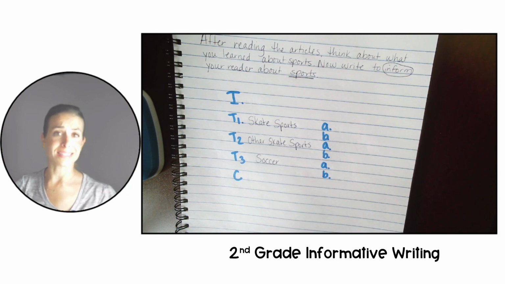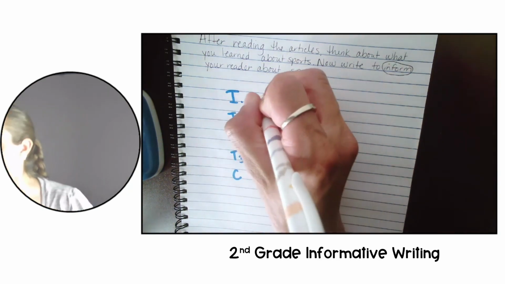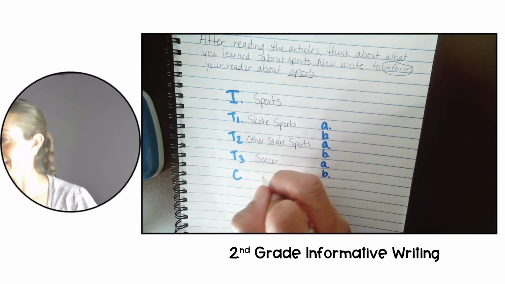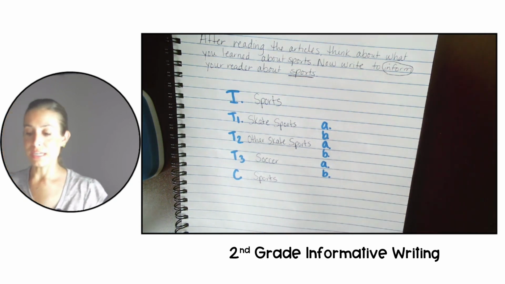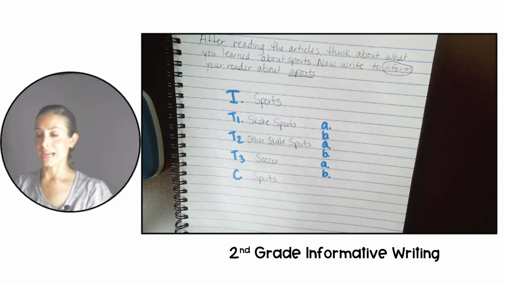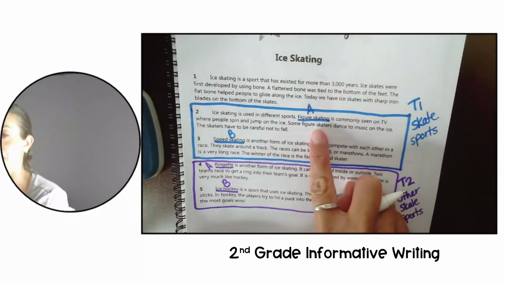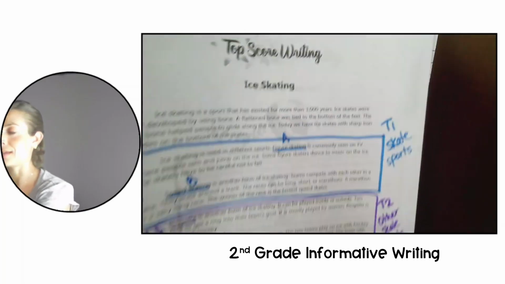Now remember, my I and my C are always the same. And what is our prompt asking us? In general, what sports are. So we are going to talk about sports. So I and C are sports. Now I need to go back to my T1 and I need to look at my A's and my B's. My A for T1 is figure skating and my B is speed skating.